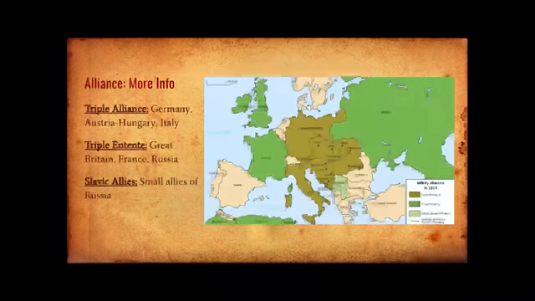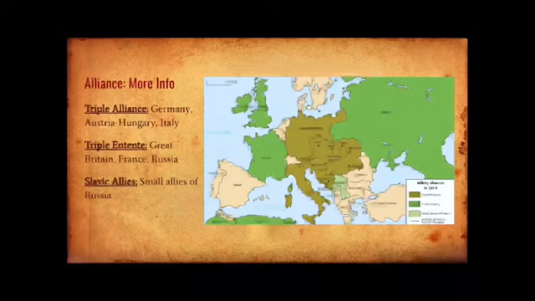To give you more info on alliances, during this time they were split into two main alliance groups. So on the map you can see the Triple Alliance and the Triple Entente, but quickly, the Triple Alliance is an alliance between Germany, Austria-Hungary, and Italy. And the Triple Entente is an alliance between Great Britain, France, and Russia.